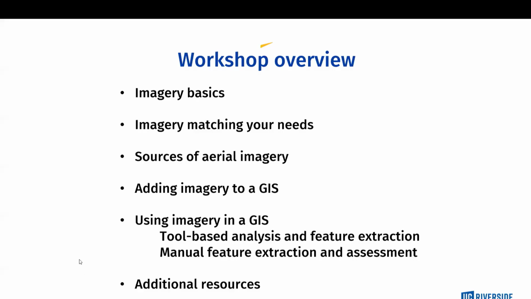So here's an overview of what this workshop will cover. We'll start out with some of the basic information you might need to know about aerial imagery. Then we'll take a look at how to think about what your needs are in terms of imagery and what information you can find out about imagery to make sure that your needs are being met as best as possible. We'll look at some sources of where to find aerial imagery. Then we'll take a look at how you go about adding imagery into a GIS. And I'm not sure all of you know, but a GIS is a geographic information system, or a way to create maps using a computer.